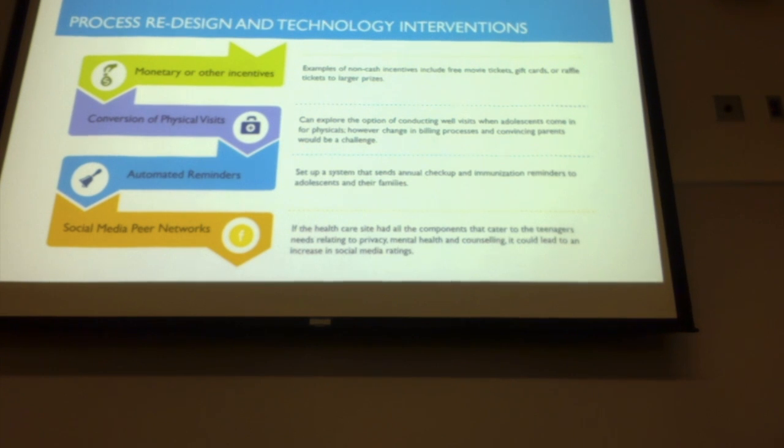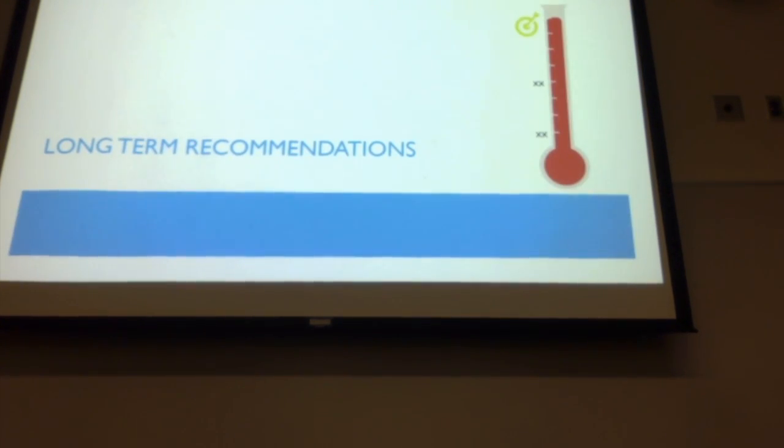This, in conjunction with the social media peer networks, has seen an increase of about 9% in California, where they did both of these so that there was a more solidified team network, because at least 90% of children ages 13 to 17 are on social media, so this is a huge way of getting to them to see that they need to be more engaged in their health. And now I'll go more into the long-term recommendations.